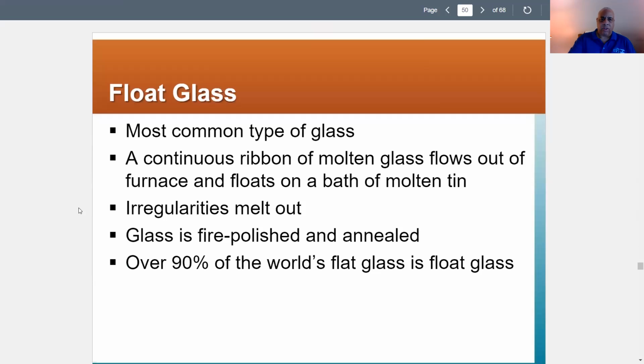Float glass is the most common type of glass. A continuous ribbon of molten glass flows out of a furnace and floats on a bath of molten tin. When it comes to irregular shapes, they're melted out. Glass is fire polished and annealed, and over 90% of the world's flat glass is float glass.